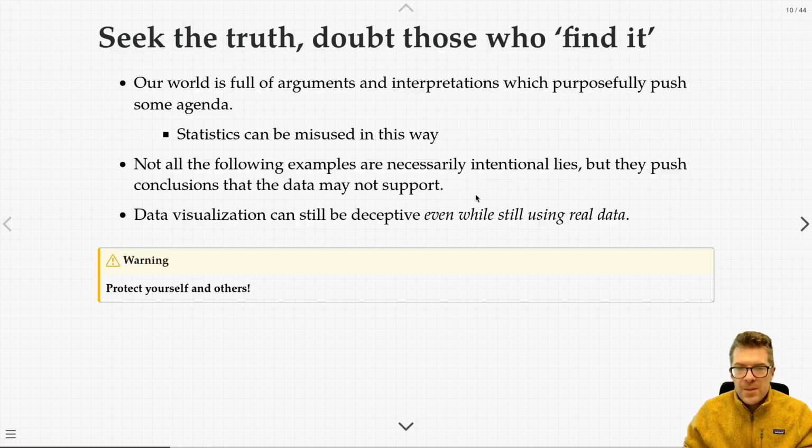So not all of the examples I'm going to show you are necessarily outright lies. I'm going to frame them as lies because they act as if they're lies, and they might as well be. But basically, they're going to push conclusions that the data are probably not going to support in most cases. I want to emphasize this again. Data visualization can still be deceptive, even if you're using the same data, the real data, right?